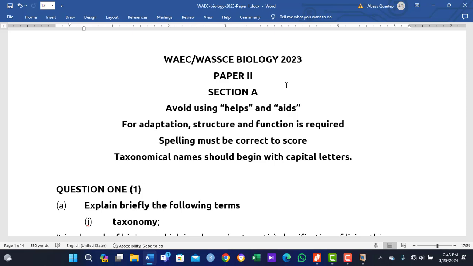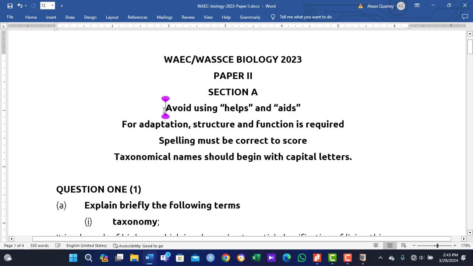Okay, but before that, let's look at some of the do's and don'ts. The first is avoid using words like help, helps, aid or aids. You just go straight forward. Wherever you have a situation where you have to use something like help, just use "for". So the hand is used for writing, not helps in writing.